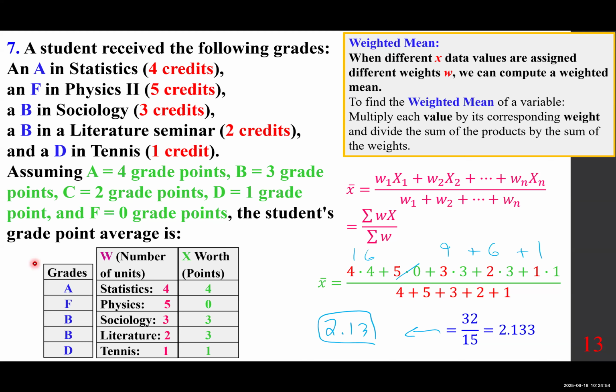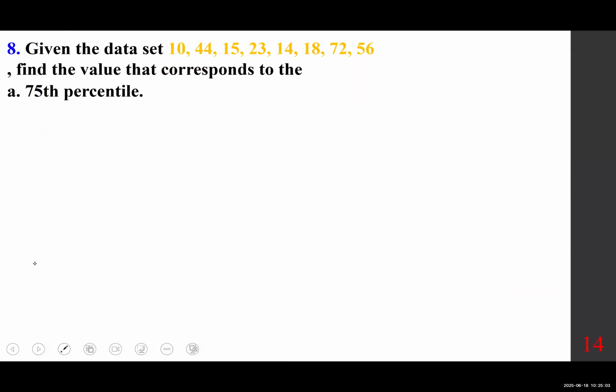Okay. But never less than 2, okay? You go with at least 2 decimals. That's how GPA is calculated.